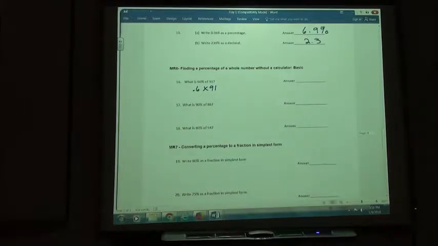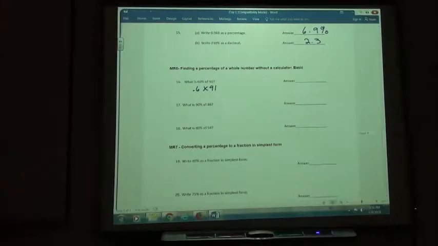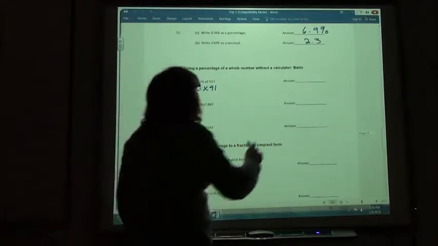If you want to multiply that on your calculator, go ahead. If you want to do it in your head or on your paper, more power to you. What did we end up with when we multiplied that out? 54.6.